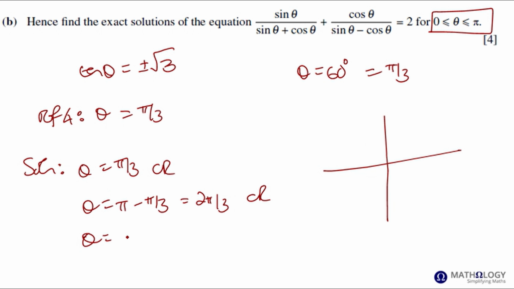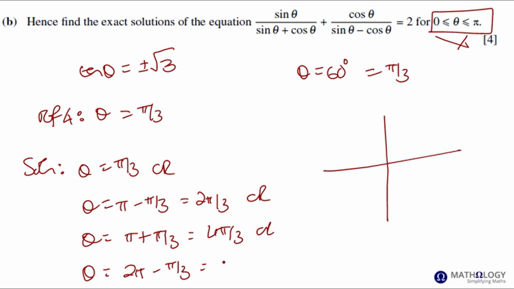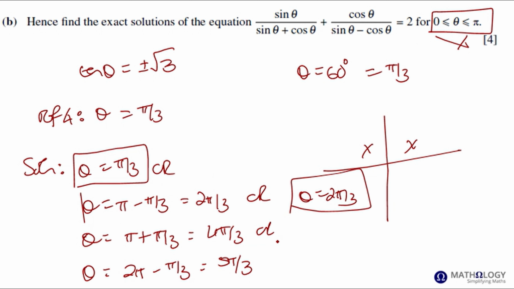Quadrant 3 is pi plus. We don't have to go to quadrant 3 and 4 because this is quadrants 1 and 2. We don't have to go any further, but I will for completeness' sake. Pi plus pi by 3 will be 4 pi by 3. And then in the fourth quadrant, we'll have 2 pi minus pi by 3, which is 5 pi by 3. Now, theta is an angle between 0 and pi, so only quadrants 1 and 2, which means that theta is pi by 3 or 2 pi by 3. These will be invalidated.